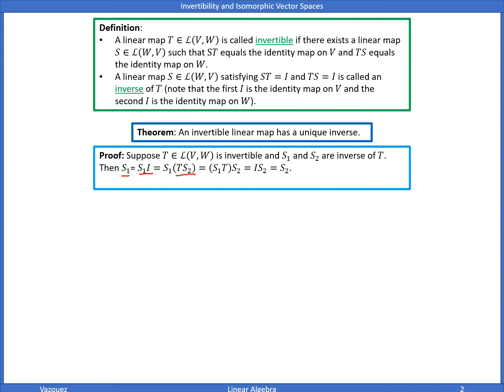Now we can use the associative property. Because S1 is also an inverse of T, it equals I. So I and S2 are just equal to S2, as the identity mapping doesn't change anything. Therefore, S1 equals S2, showing that the two different inverses are in fact the same one, not different ones. So S1 thus equals S2. So again, linear maps have a unique inverse.